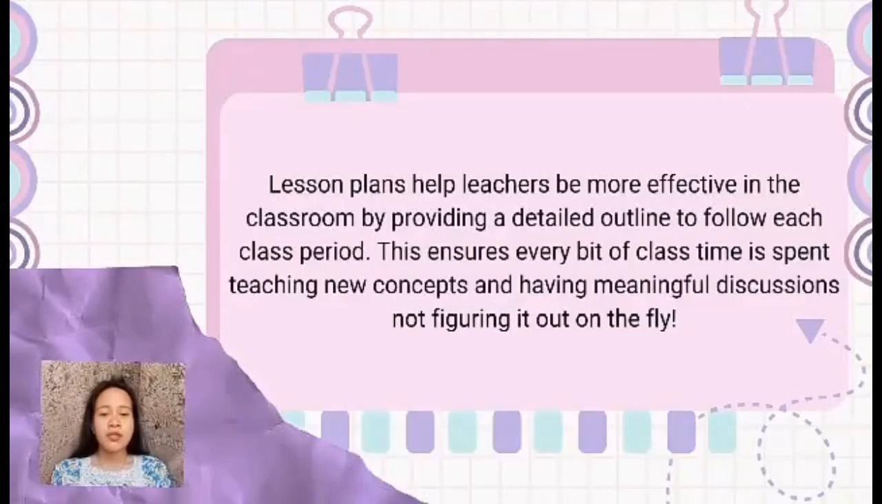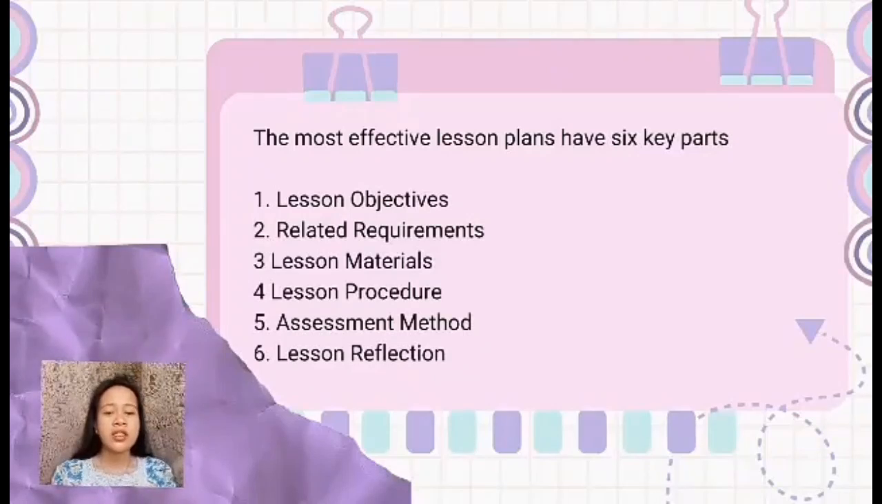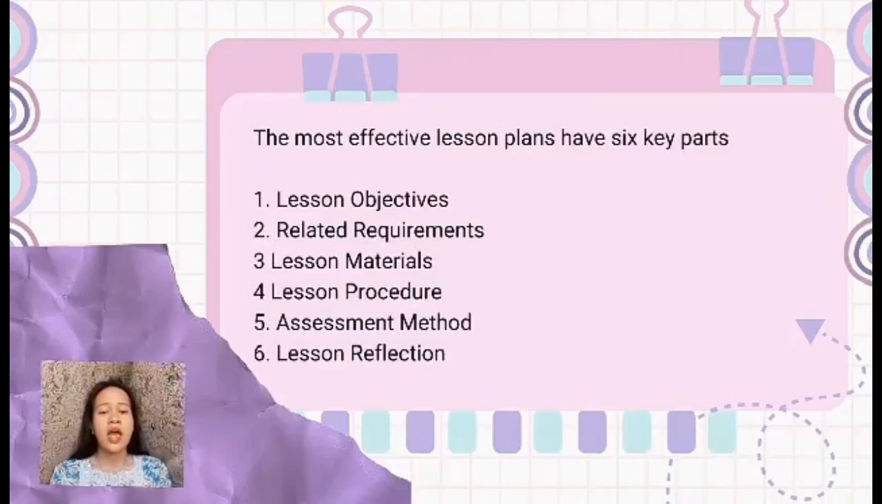purposeful, and effective. The most effective lesson plans have 6 key parts. First is lesson objectives. Second is related requirements, then lesson materials, lesson procedures, assessment methods, and lesson reflection. Because each part of a lesson plan plays a role in the learning experience of your students, it is important to approach them with a clear plan in mind.